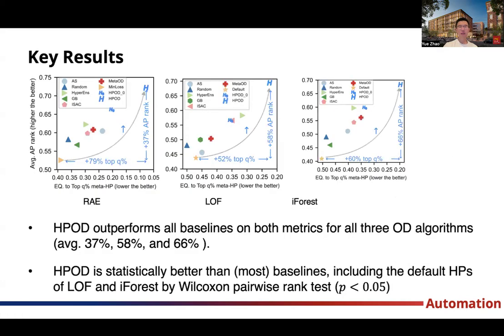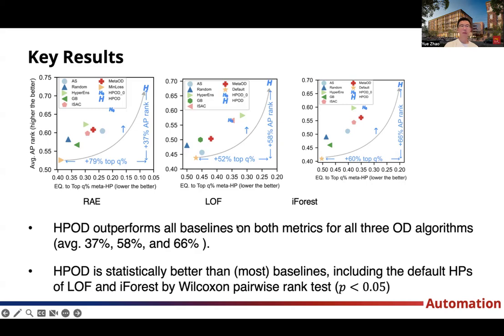The key results we're showing here are the following. First of all, each of the icons or small dots represents one baseline algorithm, and HPOD is here. On this figure, it shows that the performance is the best for HPOD on all 3 different OD algorithms. Many times, you will see the performance improvement over some default choices or mean loss will be significant, like over 37%, 58%, etc. So HPOD outperforms all the baselines on all 3 algorithms with a huge margin.